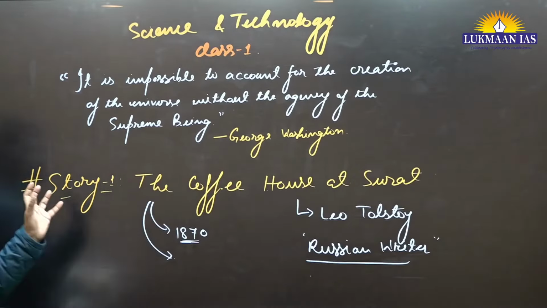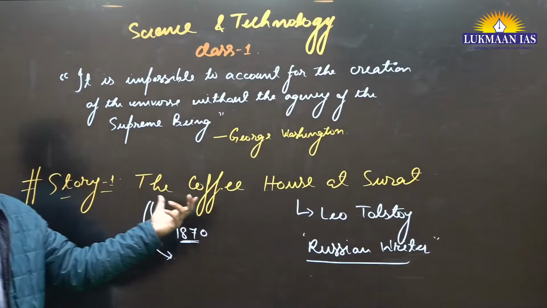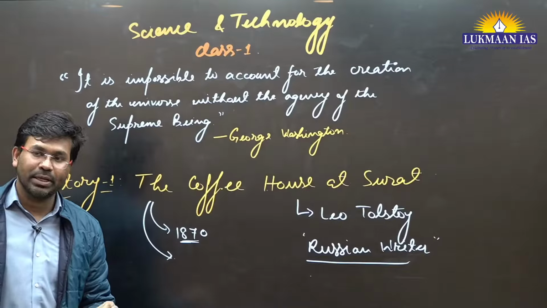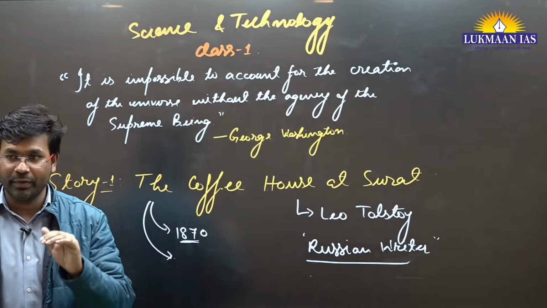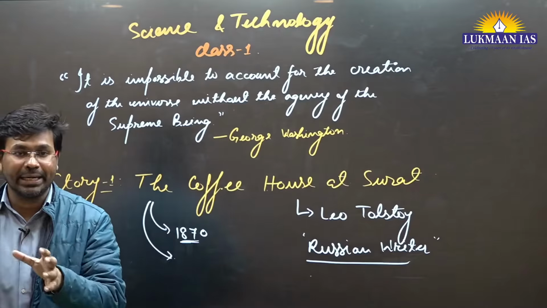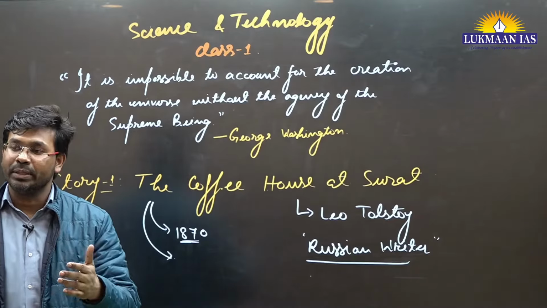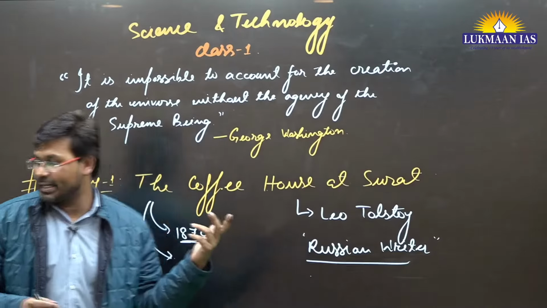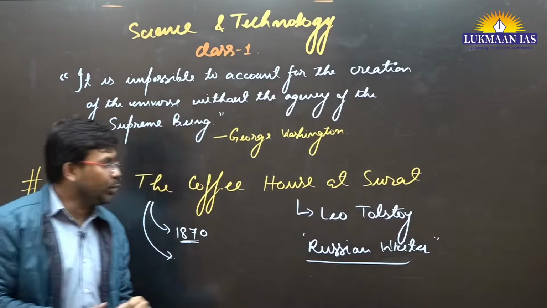So now, having understood this story, the coffee house at Surat, we will understand about a theory which is known as the Big Bang theory. We will understand about various other theories also that people have narrated related to how the universe was formed, right? So let us understand this question, how the universe was formed.